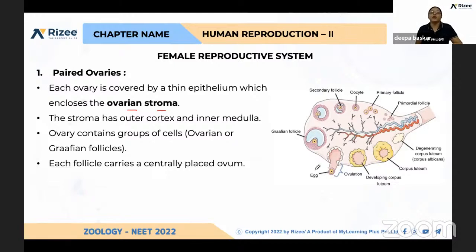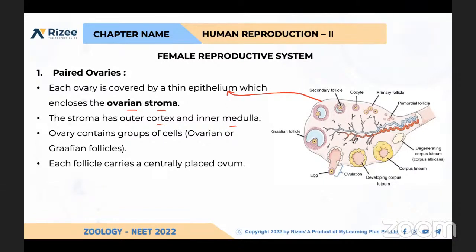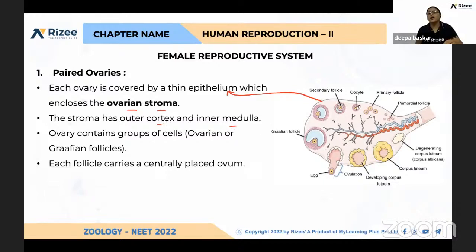If you take this internal part, it can be divided into two parts, outer cortex and inner medulla. So just remember this membrane: it is thin, made up of epithelial cells. The outer covering is made up of epithelial cells, especially cuboidal epithelium, and the inside part is called the stroma. And in that stroma, there are two different parts, outer cortex and inner medulla.